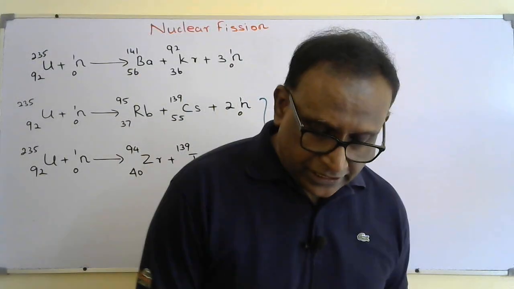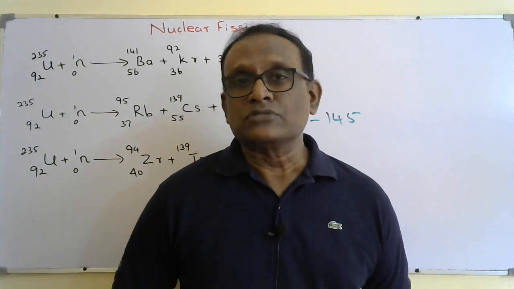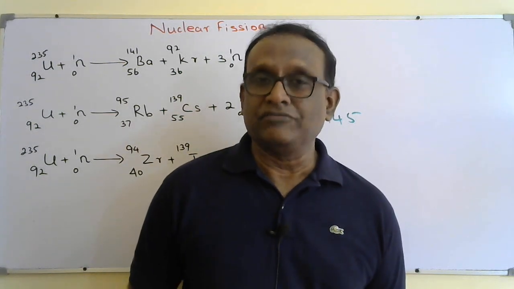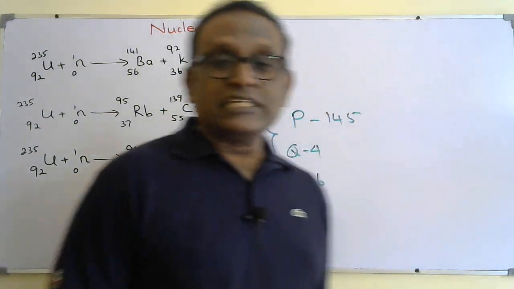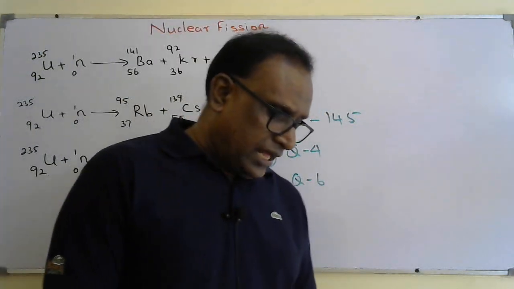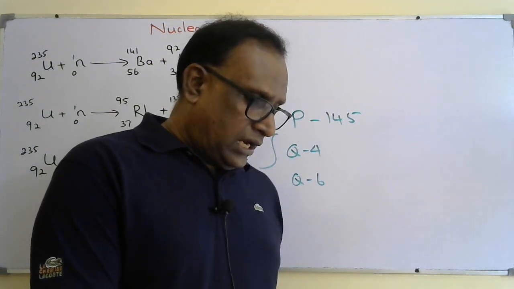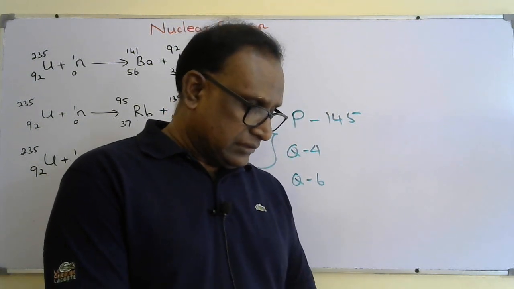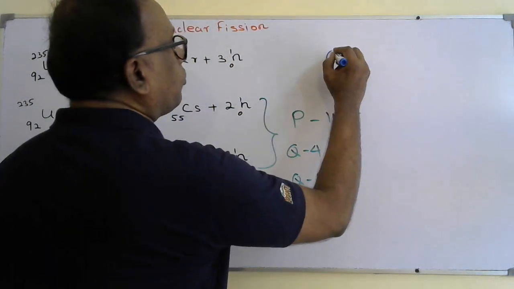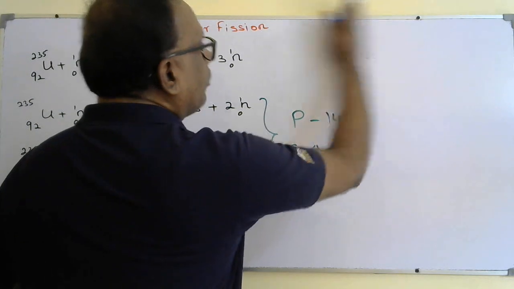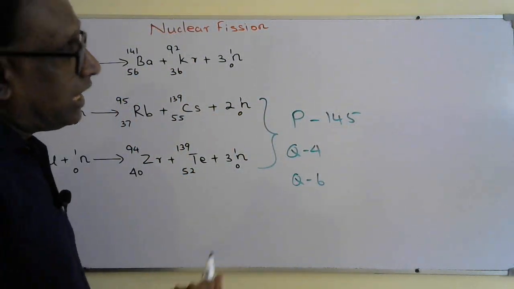What do you mean by thermal neutron? It means it's in thermal equilibrium with the environment. Normally, the kinetic energy of a thermal neutron is very low. Actually, the kinetic energy of the thermal neutron is almost 0.038 or 0.04 electron volt. The kinetic energy of the thermal neutron, we can calculate.